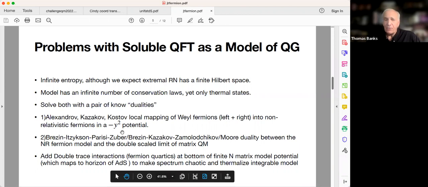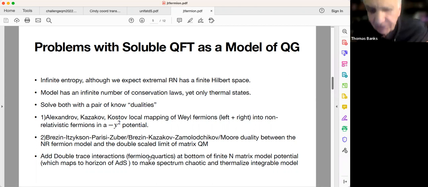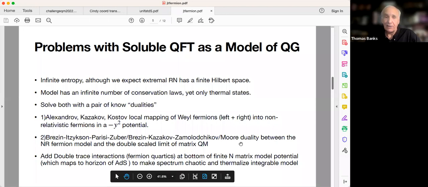cut off the minus y squared potential by making it the maximum in a double well potential. And we will solve the problem of infinite conservation laws by adding interactions that are localized at the bottom of the double well potential. And we'll see geometrically that means these interactions are localized near the horizon of the JT gravity solution. Those will be the things that make the spectrum chaotic and thermalize the integrable model and give rise to the fact that there are only thermal states and nothing else. So now let me proceed to describe some of the technicalities.